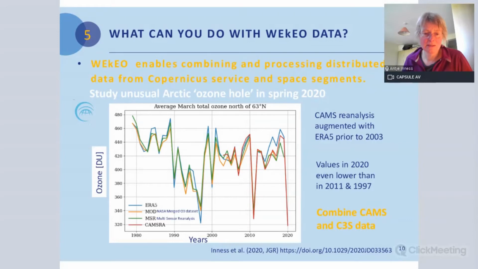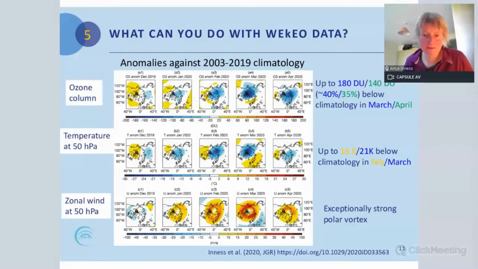But what really stands out is that there are 3 years that are very, very different with very low values. And the lowest of them all was 2020. And the reason for this was that the polar stratospheric temperatures in 2020 in the spring were exceptionally low, and the polar vortex was exceptionally strong. So this polar vortex is a region of very strong winds in the stratosphere that surrounds the pole and separates the polar regions from the mid-latitudes.